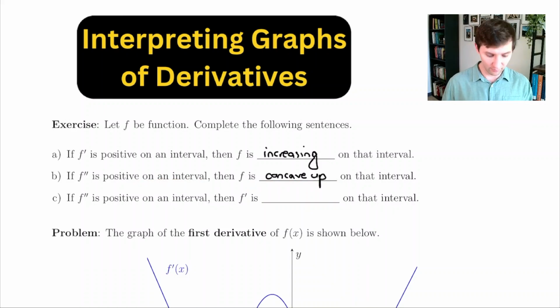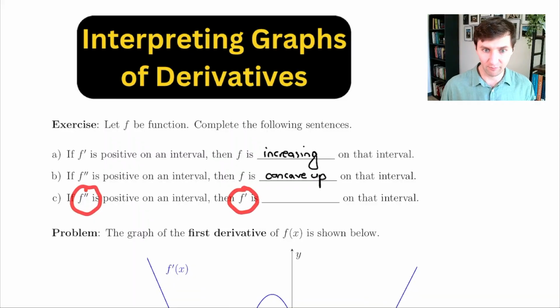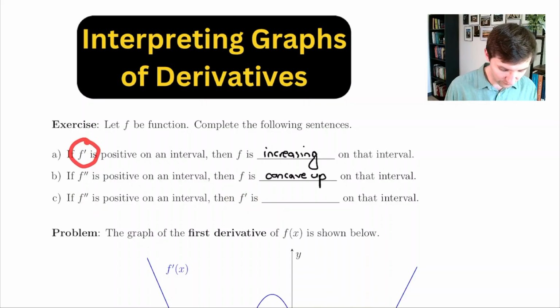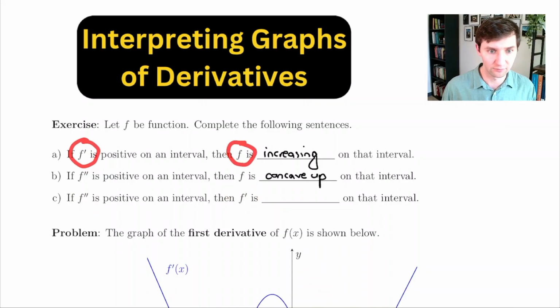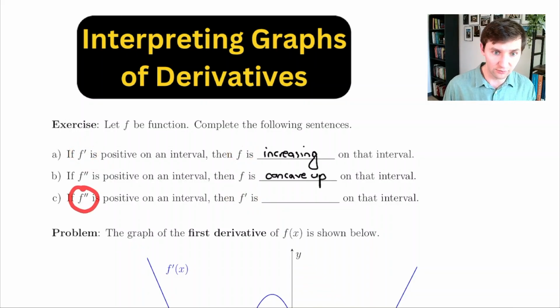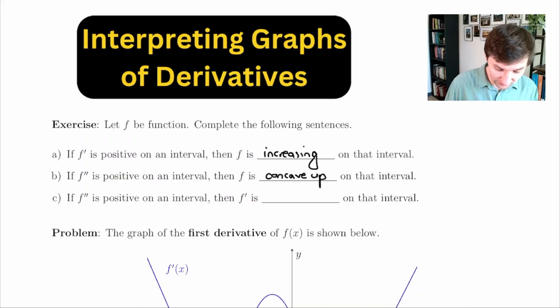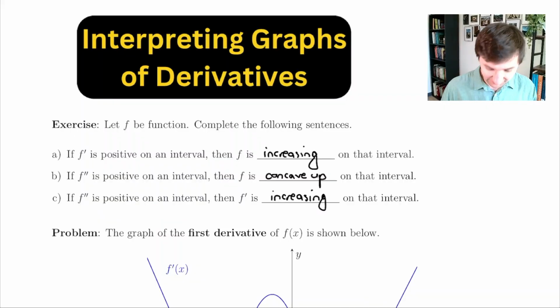The relationship between the second derivative and the first derivative is the same as the relationship between the first derivative and the original function. The second derivative tells you how the first derivative changes. So, if the second derivative is positive, that will mean that the derivative is increasing. And if the second derivative is negative on an interval, then the first derivative will be decreasing on that interval.